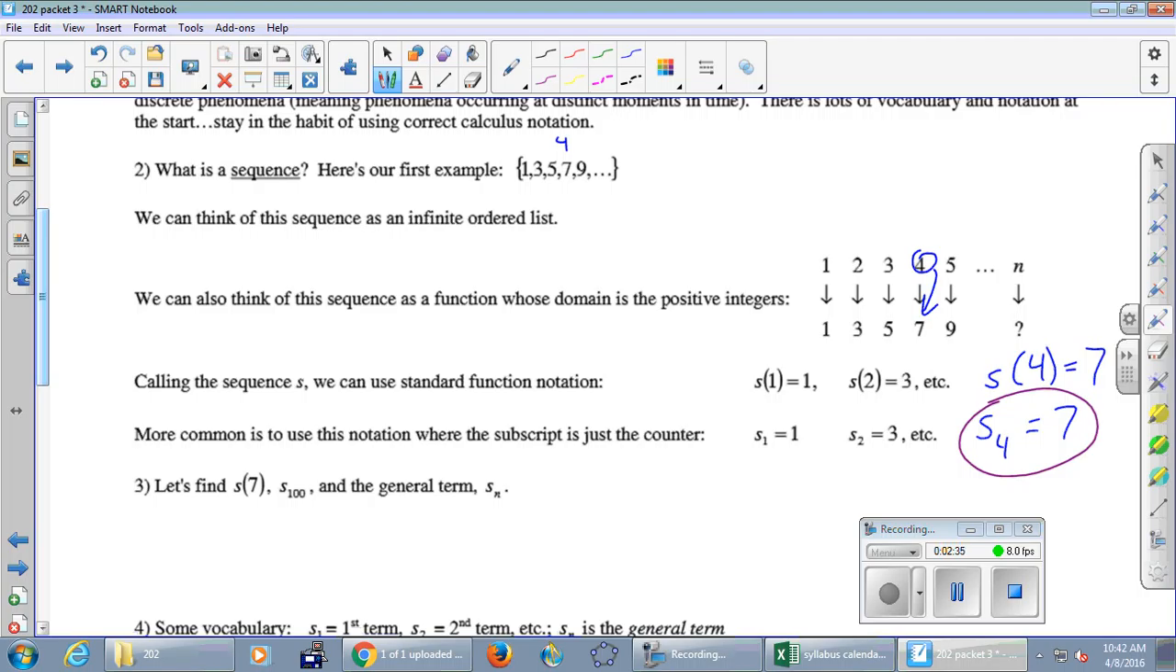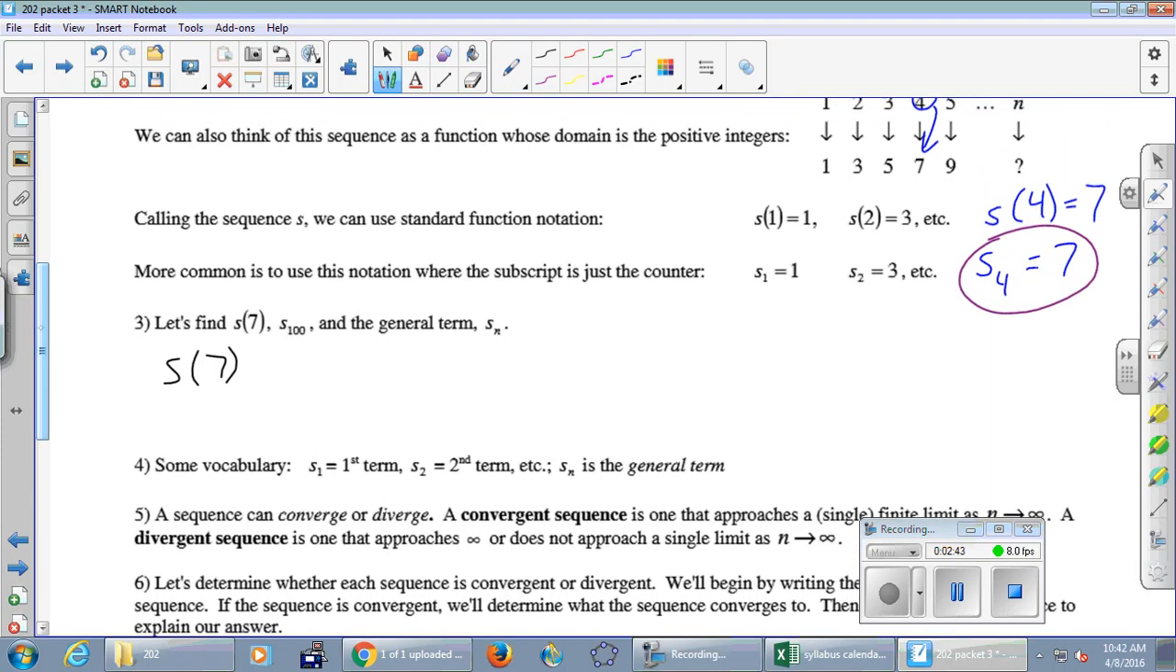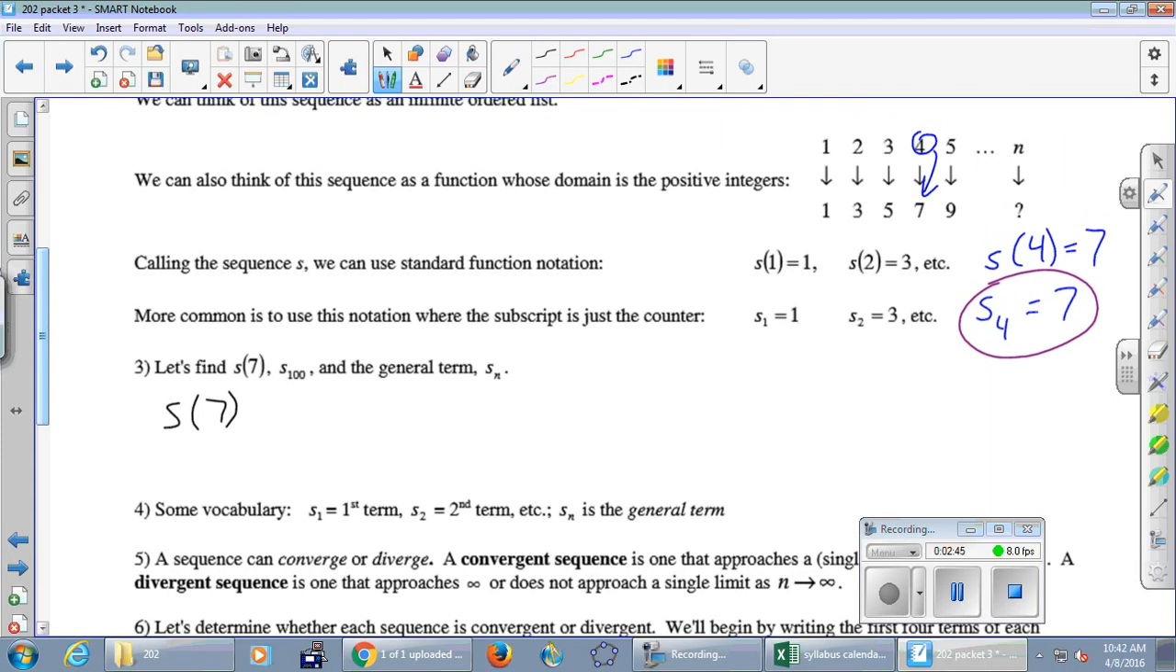Okay, so let's come down here to number 3. It says let's find S of 7. Okay, so that's not too far out into our list. We've got the 5th term is 9, 6th term is 11, 7th term is 13. So S of 7 equals 13. Super. S sub 100 means find the 100th term in this list. Now, I don't want to find the first 99 in order to unlock the door to number 100, so there must be a better way, a way to kind of zip directly to that 100th term. Any ideas?